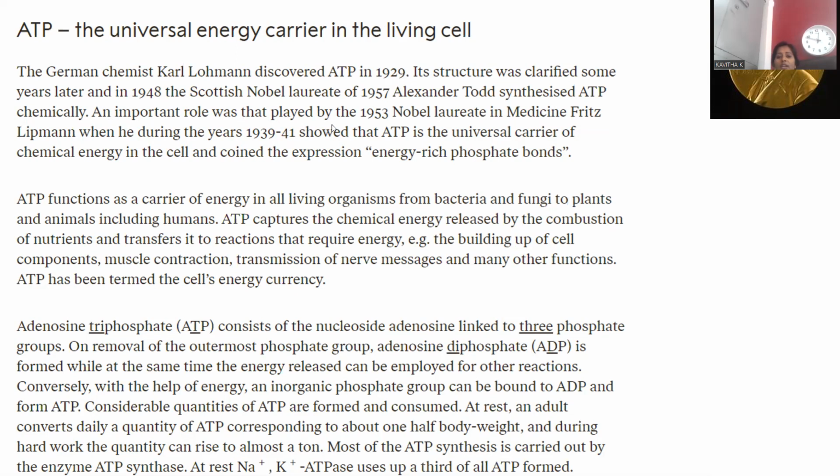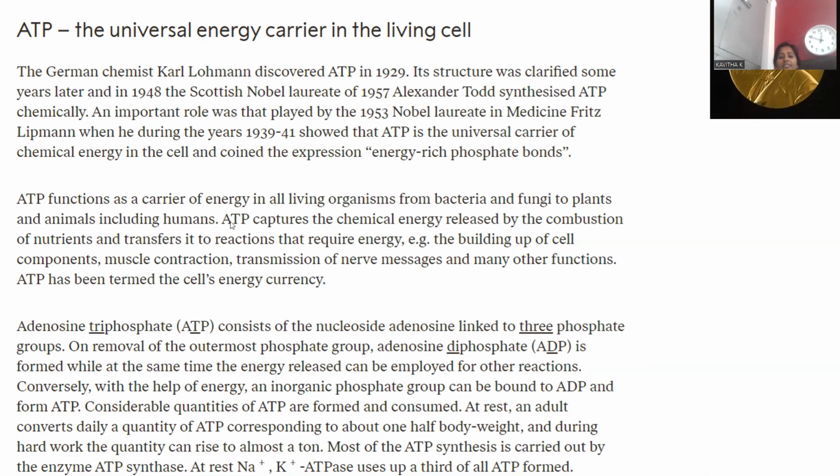An important role was played by the 1953 Nobel laureate in medicine, Fritz Lippmann, when during the years 1939 to 41 he showed ATP is a universal carrier of chemical energy. ATP is able to carry the chemical energy into the cell, and he coined the expression energy rich phosphate bonds, right? These phosphate bonds are called energy rich phosphate bonds. Triphosphate means three phosphate units are linked with this genetic matter, so that entire skeletal framework is regarded as energy rich phosphate bonding.